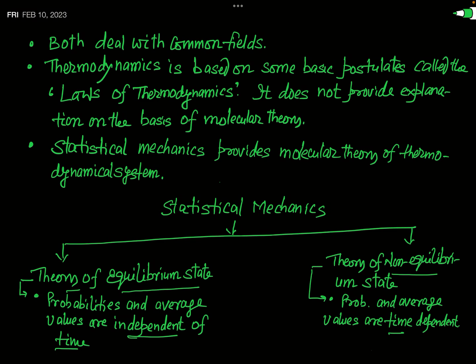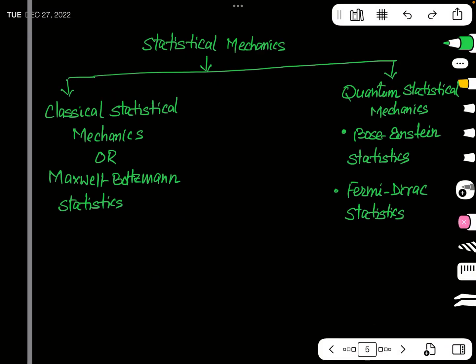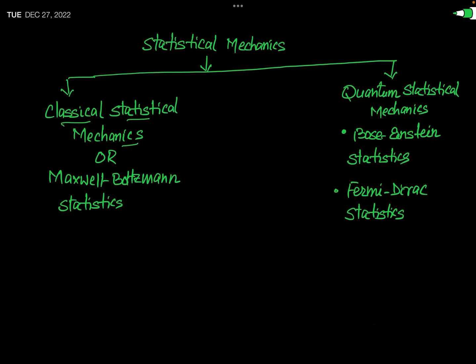Okay? But we further divide statistical physics, or statistical mechanics, again into two categories. Those two categories are called classical statistical mechanics, also called Maxwell-Boltzmann statistics, and quantum statistical mechanics. In fact, in quantum statistical mechanics you will study two statistics. The first is called Bose-Einstein statistics, and the second is called Fermi-Dirac statistics.